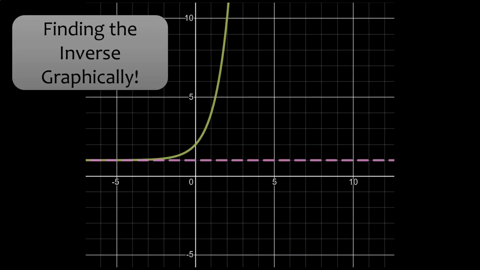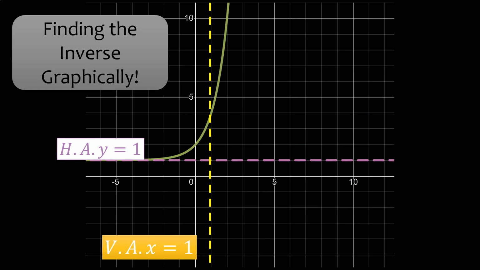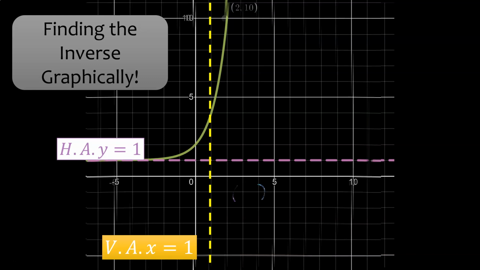All right, now suppose you have a graph. How can you find the inverse? Let's review that one more time. The inverse function is when you switch x and y. So we notice here that this function has a horizontal asymptote of y equals 1. So the inverse must have a vertical asymptote at x equal to 1. What about the points? Let's go put in some points here.